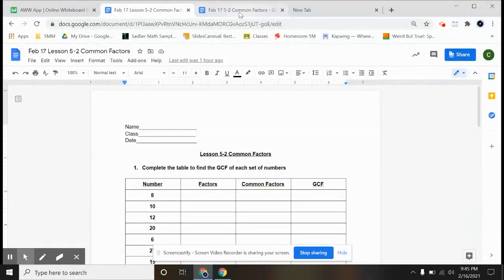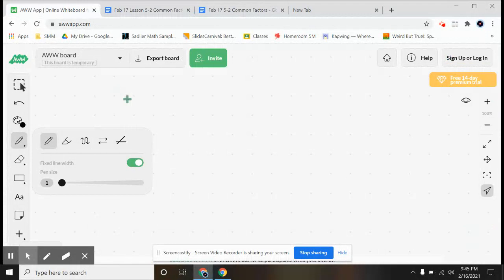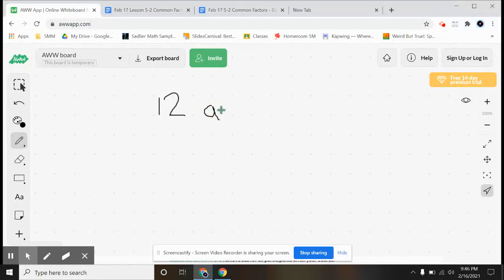So just to work through one more to make sure everybody understands, I'm just going to make one up. Let's say we're trying to find the greatest common factor between 12 and 40, okay? So step one says I'm going to list all my factors. Let's start with 12.